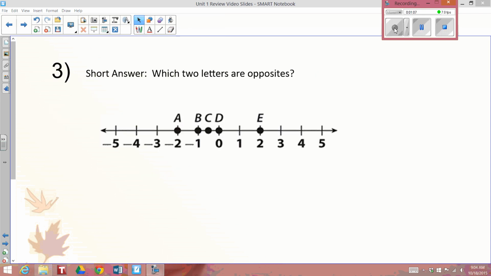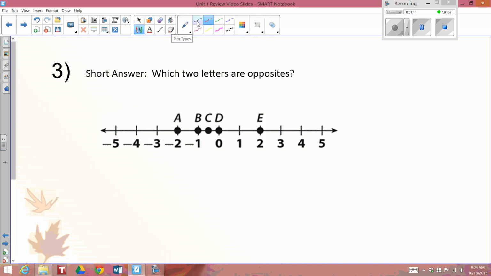In this question, we have to match up the opposites. So if I look at letter A, negative 2, the opposite is positive 2. Negative 1 would have an opposite of positive 1, but I notice that there is no dot on the positive 1. Then we have letter C, which is probably around negative 1/2. Again, positive 1/2 would be its opposite, but there's nothing plotted there. So the two letters that are opposites are A and E.